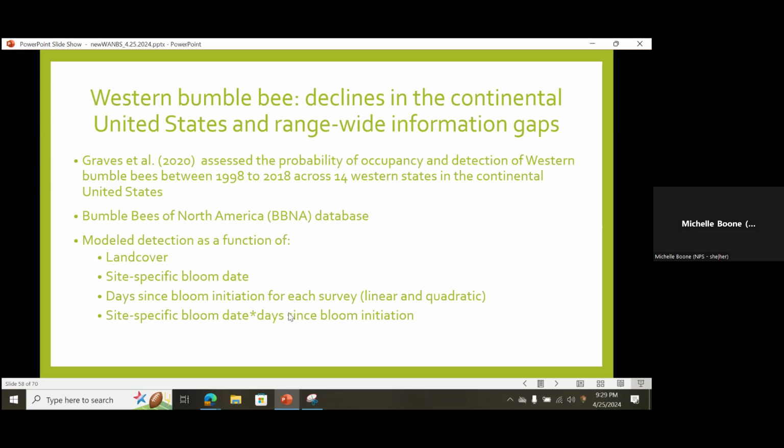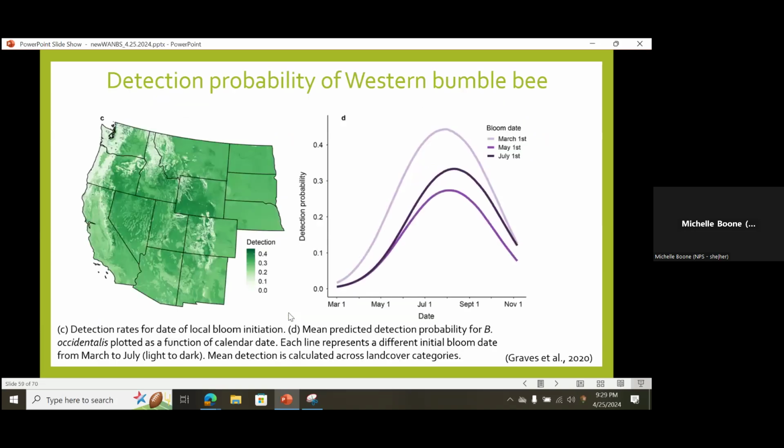So this first one is by Graves et al., and they analyzed a long-term data set. The data is from 1998 to 2018. And in their model, they used land cover, bloom date, which is really interesting, days since bloom initiation, and then an interaction between site-specific bloom date and days since bloom. So here's what they found for Western bumblebee detection. Let's focus on the graph on the right.